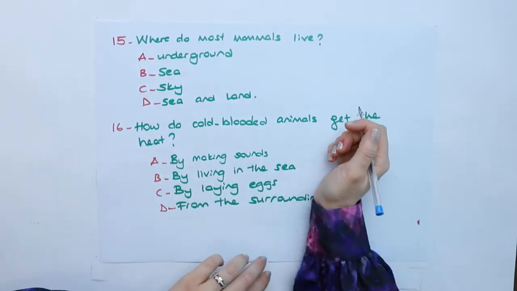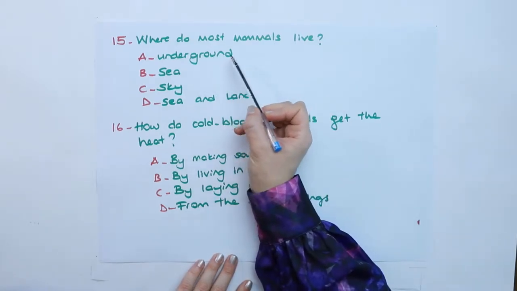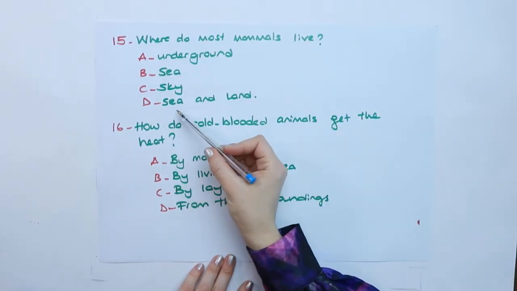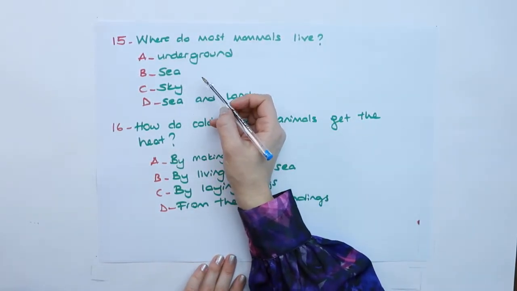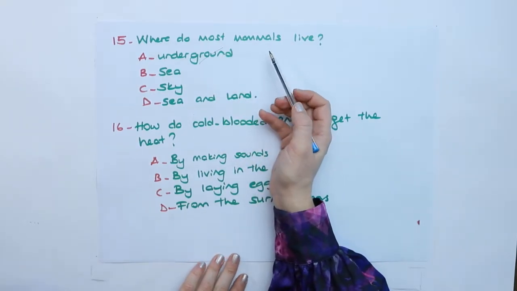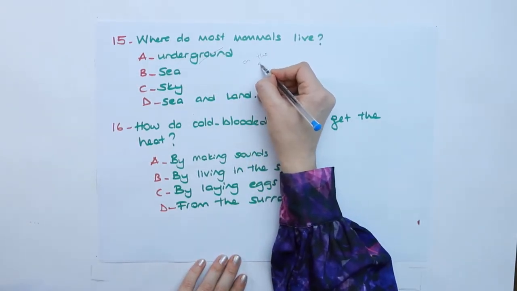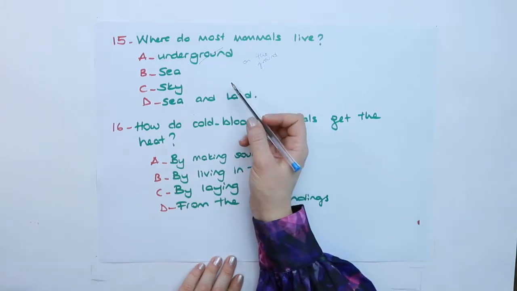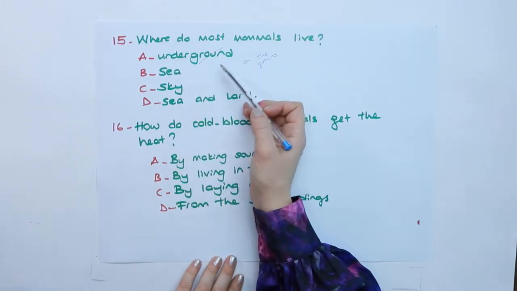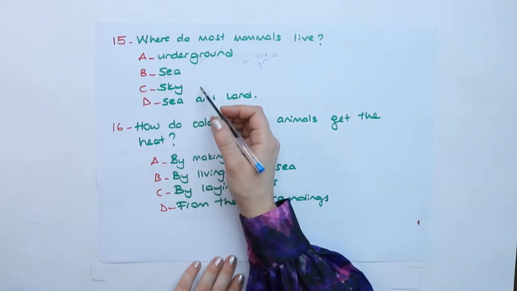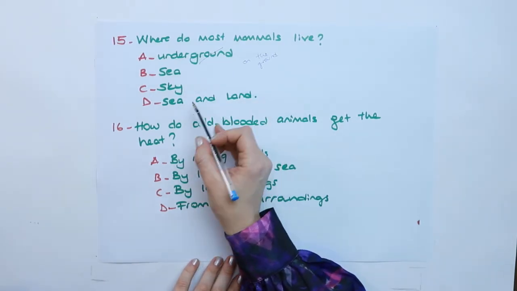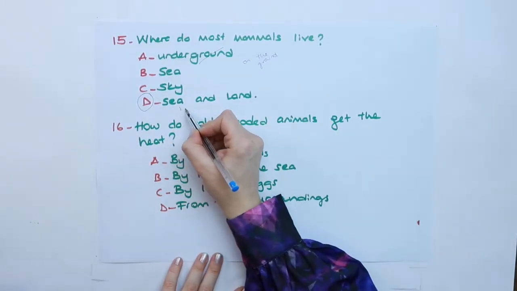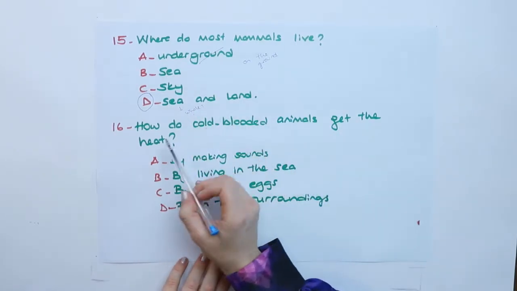15. Where do most mammals live? A. Underground, B. Sea, C. Sky, D. Sea and land. Underground is not an option because most mammals live on the ground. B. Mammals are not fish, so we don't choose B. Sky, we don't live in the sky, and the mammals don't live in the sky because they need to feed and we don't have wings to fly, so we need to choose D, sea and land. Some mammals, like whales, live in the sea.